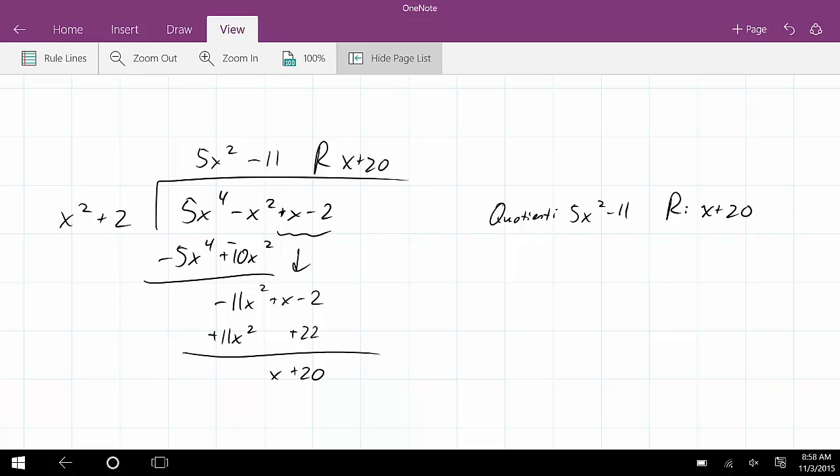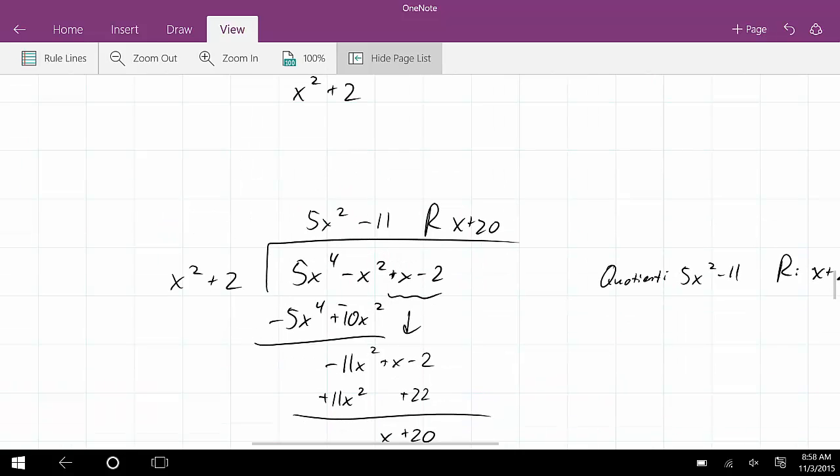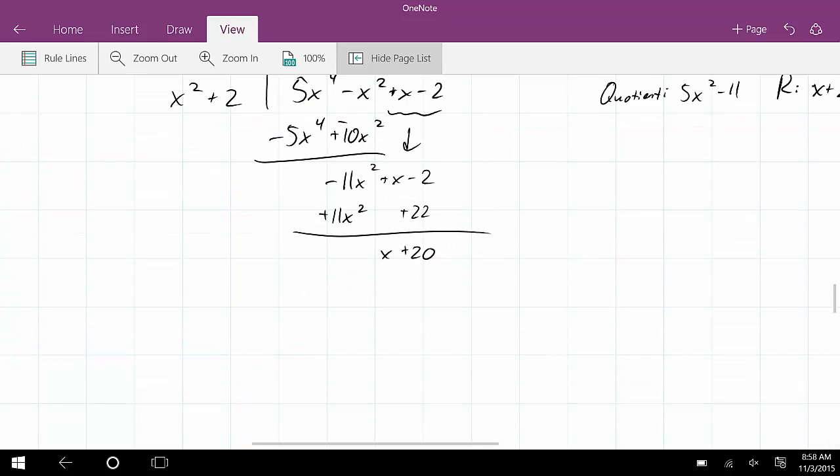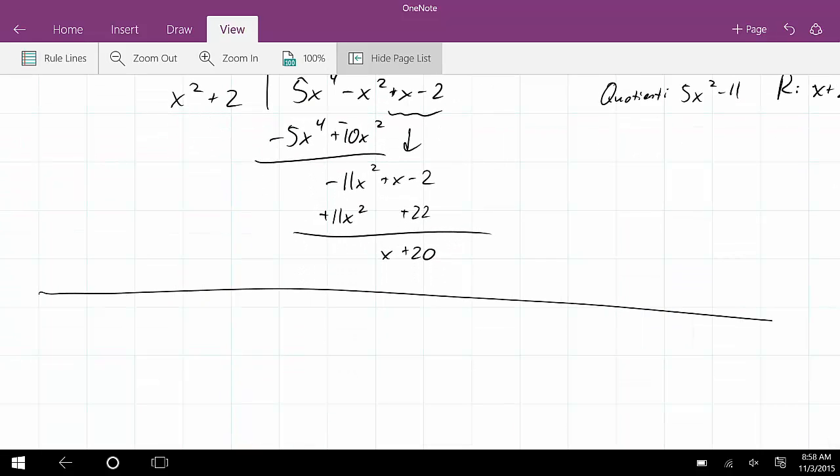I guess I can do one more. One of the things that I forgot to mention is that in this problem it worked out, but because I have 5x to the power 4 and then it jumps to an x squared, I should have written plus 0x cubed to hold the place for the x cubed. But when I multiplied, I didn't end up getting an x cubed term, so it worked out fine. Usually you're going to want to hold the place, so let me do one more example here.